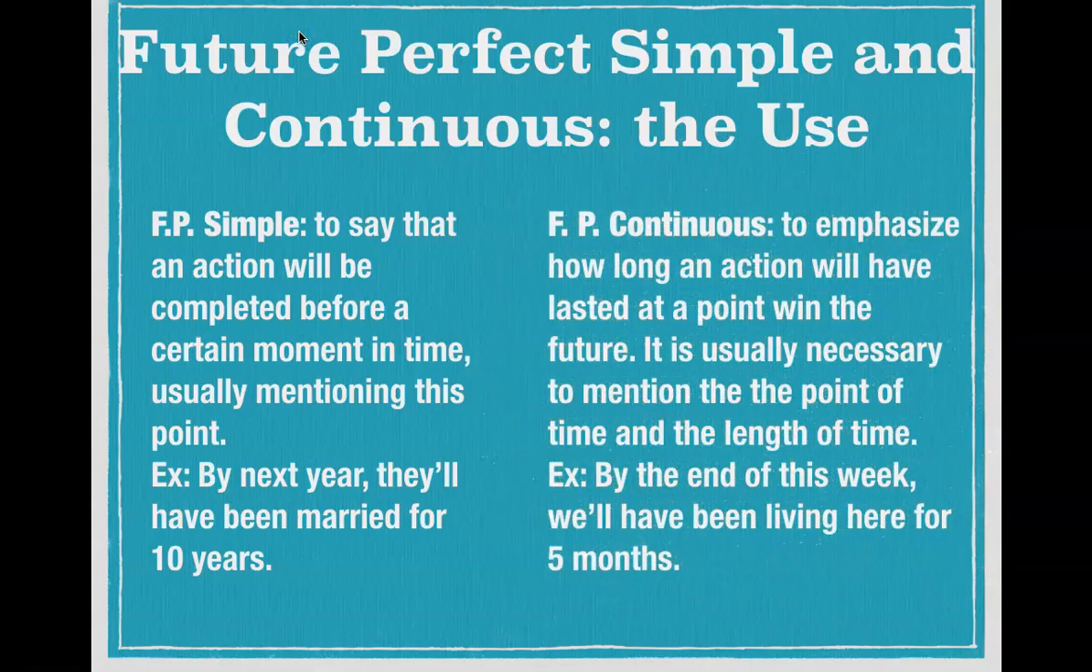On the other hand, the future perfect continuous is used to emphasize how long an action will have lasted at a point in the future. So it is usually necessary to mention both the point of time and the length of time. So the example is, by the end of this week, we'll have been living here for 5 months. So here the focus of the sentence is on the duration of the action.